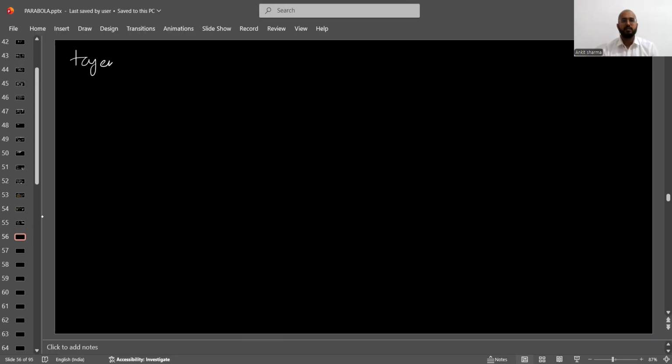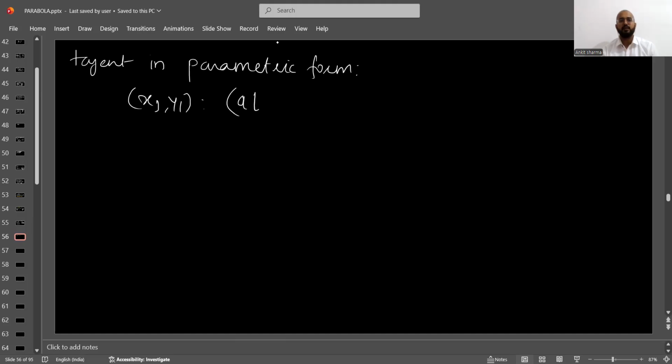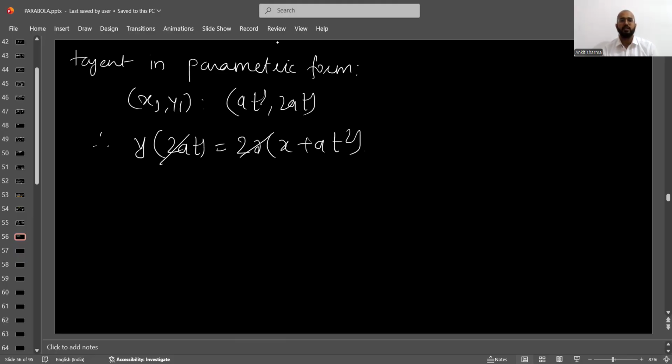Now, tangent in parametric form. So we now know already this is y y1 equals 2a into x plus x1. So the point is a t square, 2a t. So I'm now going to have y times 2at is equal to 2a into x plus a t square. So this 2 into a gets cancelled, and I get yt is equal to x plus a t square.